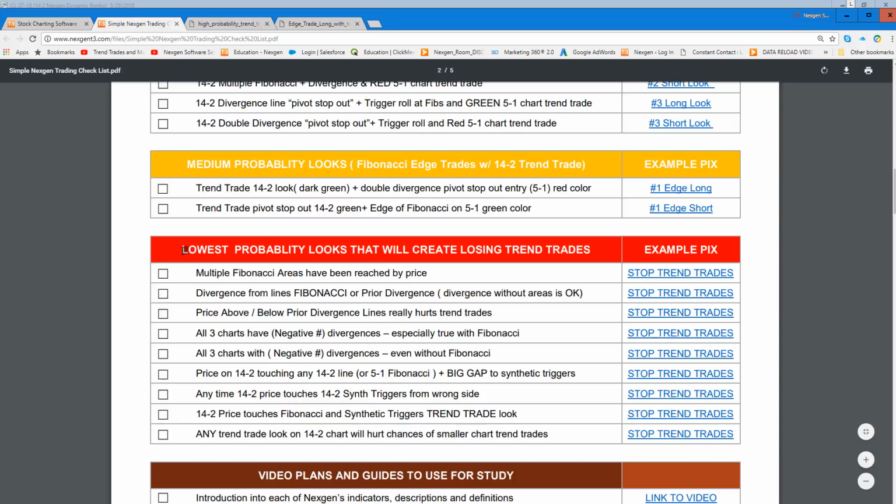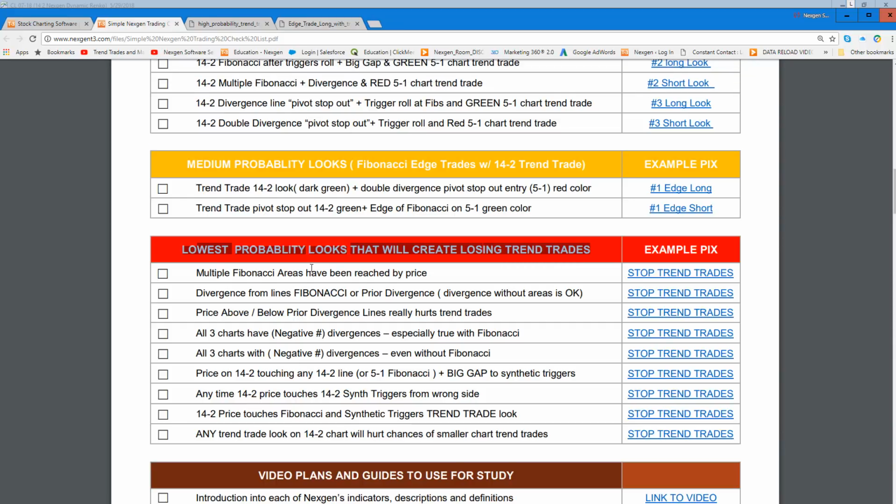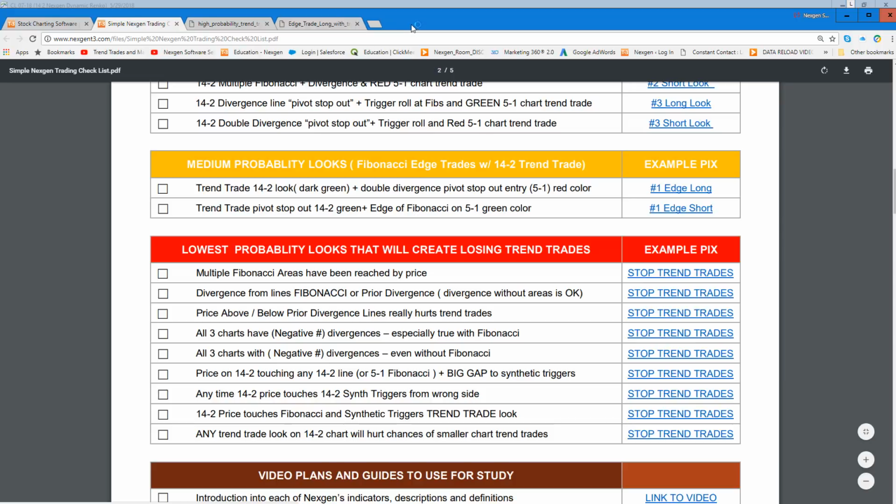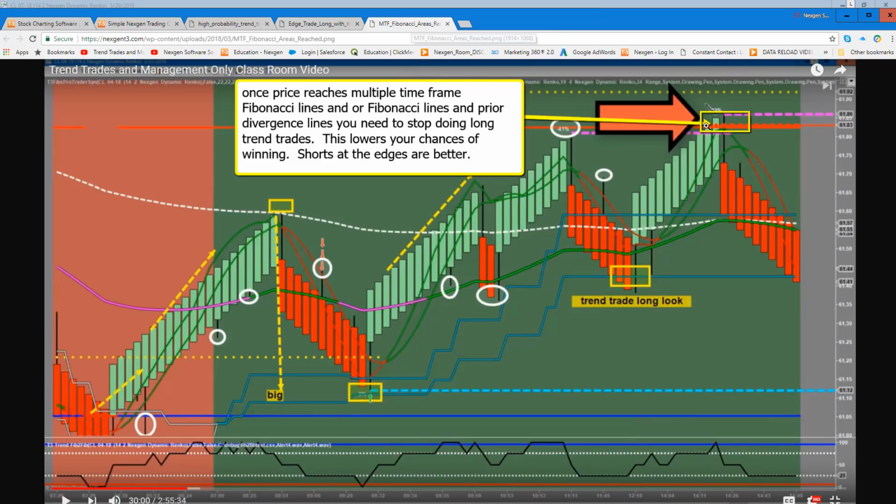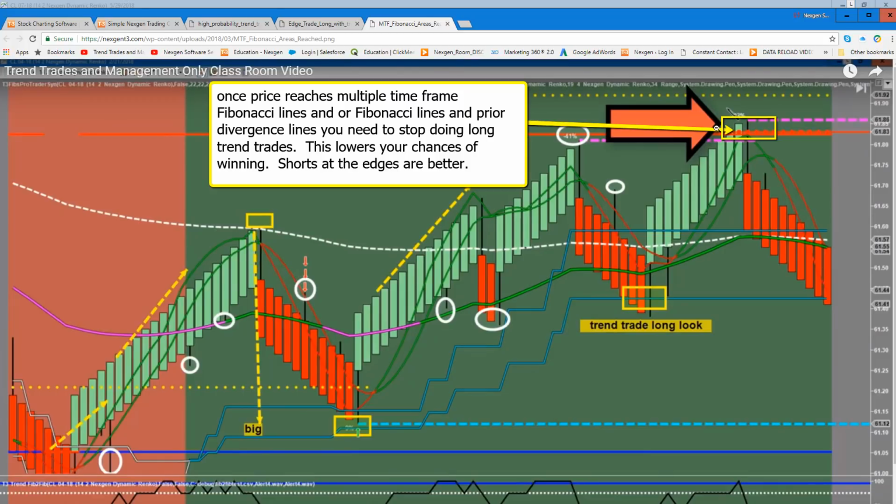These are the looks that will create reversals in the market, period. 100% most of the time. There's exceptions to everything, but more often than not, you can bet your bottom dollar that these are going to reverse the market. And again, it's not that there's a trade here. These are the looks that I've got, very well documented, for when you're going to stop taking trades: when you reach the edge of Fibonacci support or resistance, when you've got a big gap to the triggers, when you've got a trend trade on your chart.